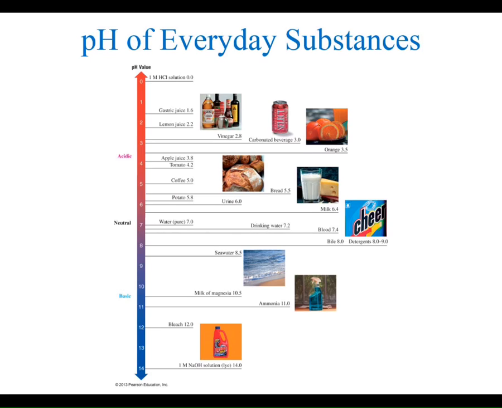And the other way, how about base? Well, you know, blood is slightly basic, seawater, milk of magnesia, bleach, things like that. So that's kind of a big, broad scale. Okay.